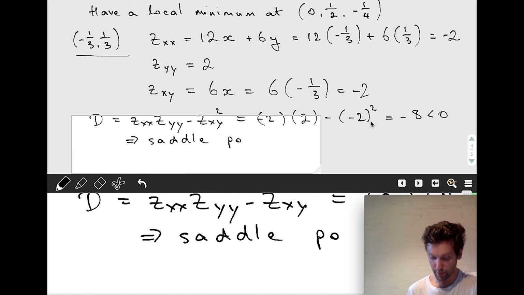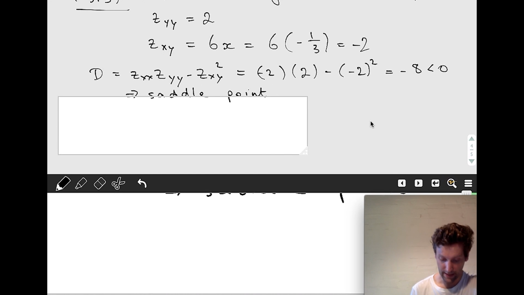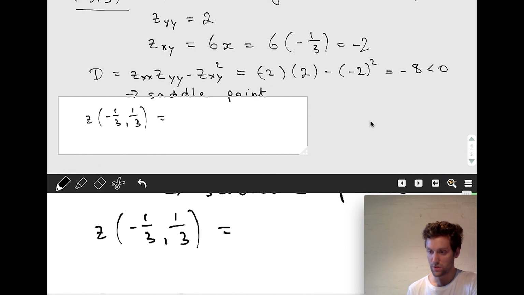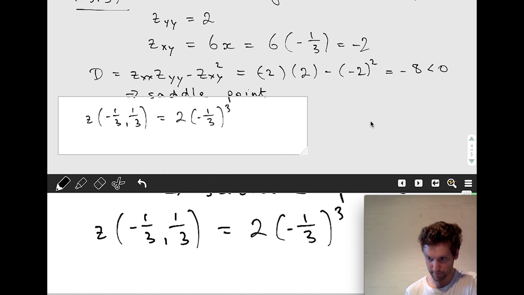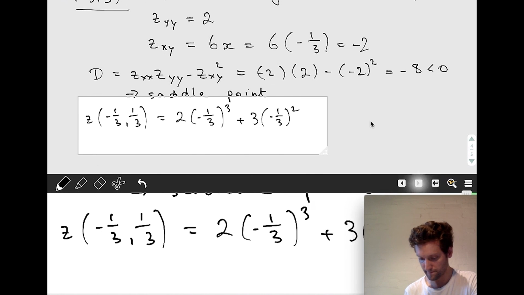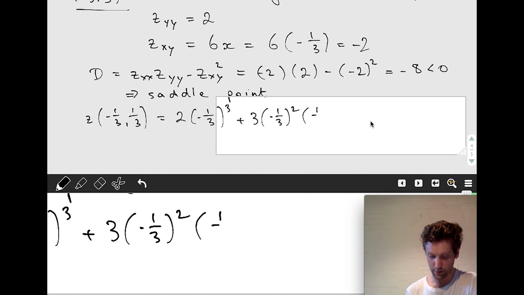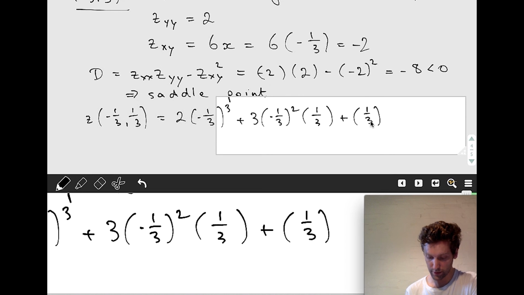I don't need any more information. If D is less than 0, I know I'm dealing with a saddle point. Last step is to calculate what z is at this point, so minus a third, a third. So that's equal to 2 times minus a third cubed plus 3 times minus a third squared times a third plus 1/3 squared minus 1/3.